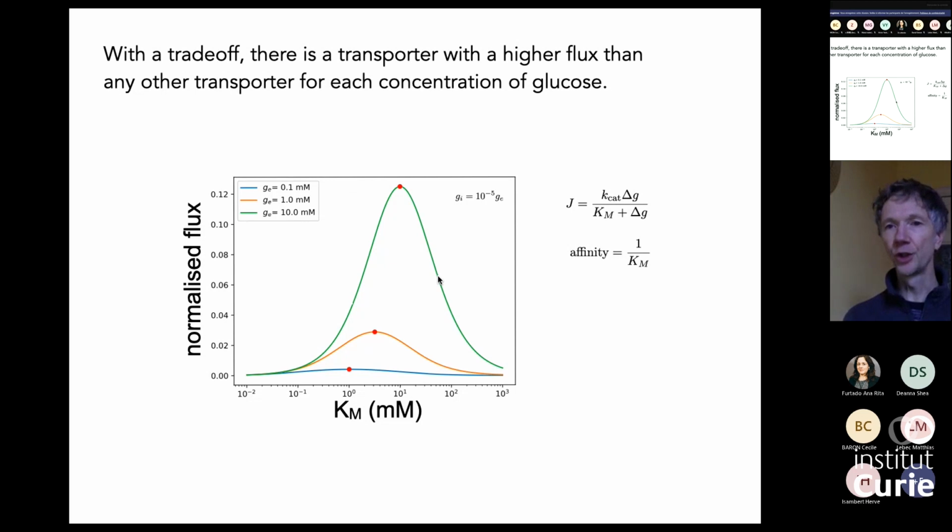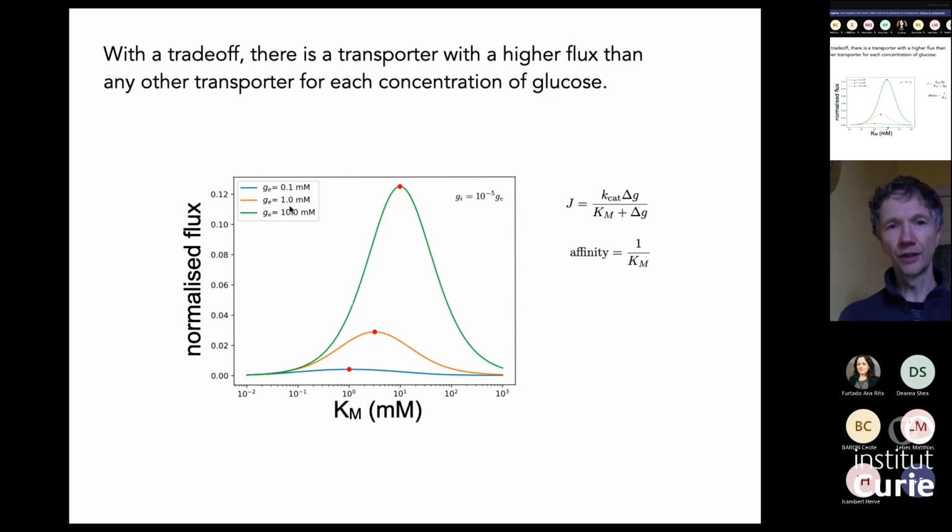Because, however, we have a relationship between Km and kcat, by increasing Km, I also increase kcat. So in this region here, when I increase Km, my flux doesn't fall because the corresponding increase in kcat dominates. So I get an increase in flux until eventually kcat becomes saturated, and then as I increase Km further, it falls again. And so for this particular concentration of glucose, which was 10 millimolar in my simulations, the optimum Km is given by here, which is close to 10 millimolar too. And this is the transporter I should have if my extracellular glucose was 10 millimolar.